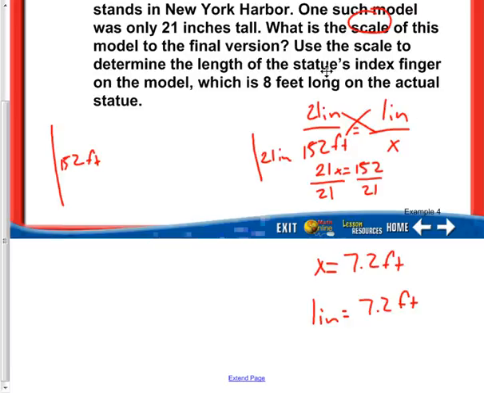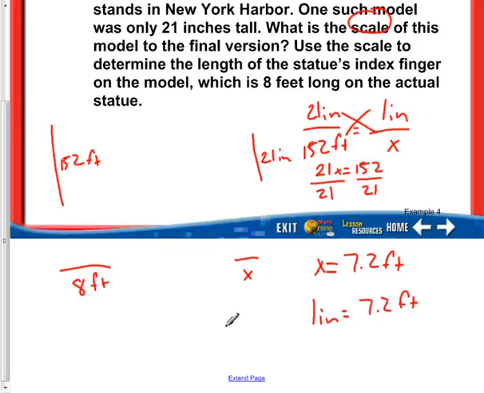Here it says use the scale to determine the length of the statue's index finger on the model, which is 8 feet long on the actual statue. So I'm just going to do another drawing here. We have the finger is 8 feet on the actual, and I want to know how large it is on the model of it. We can either use this scale, which we know here is an estimate, or we can go back and use the real measurements also.